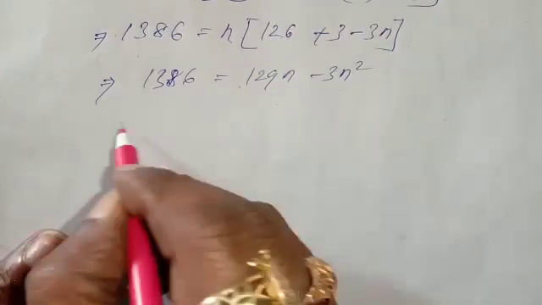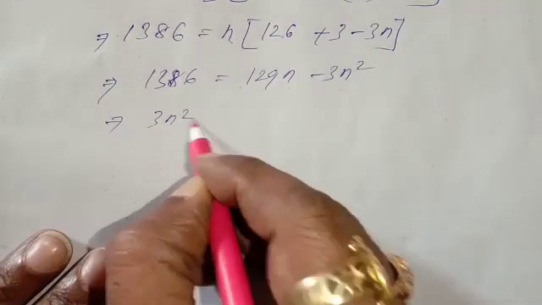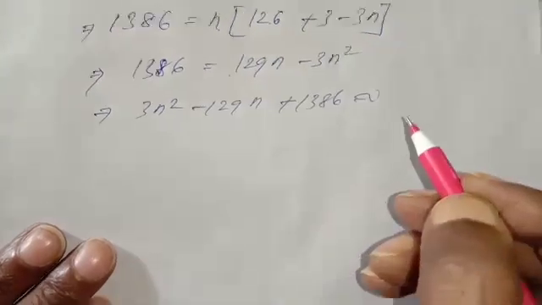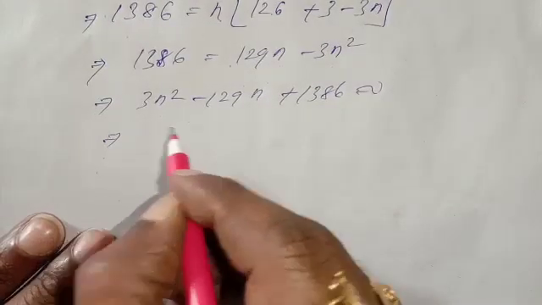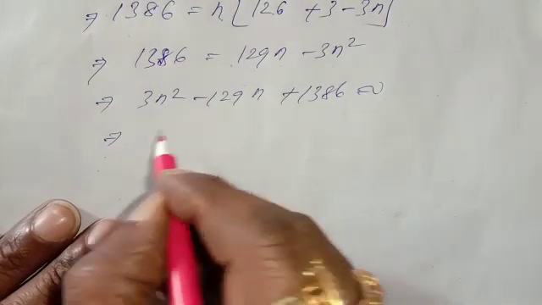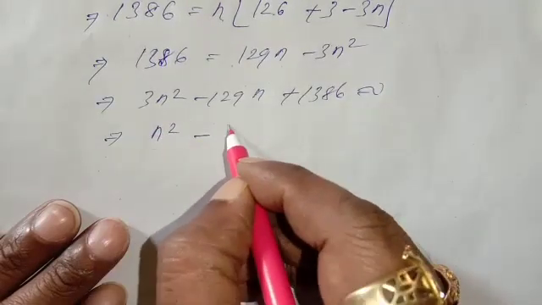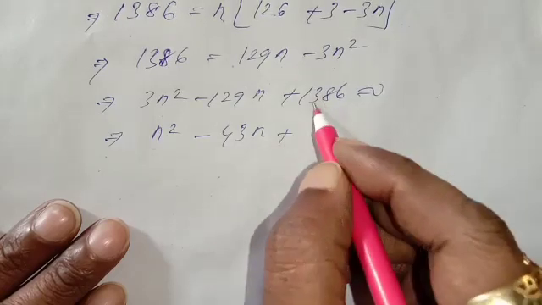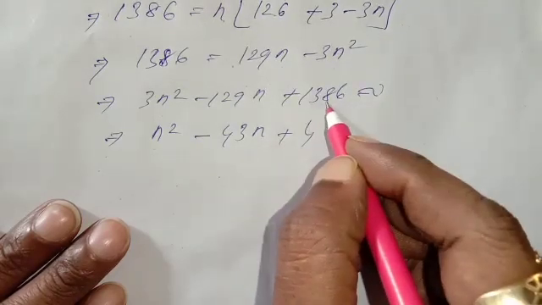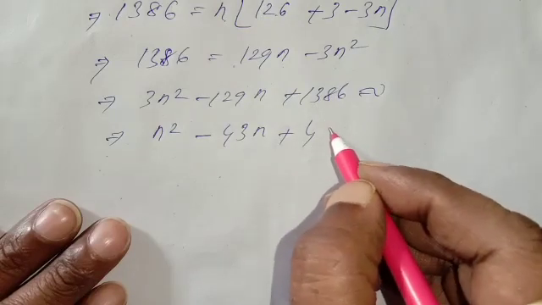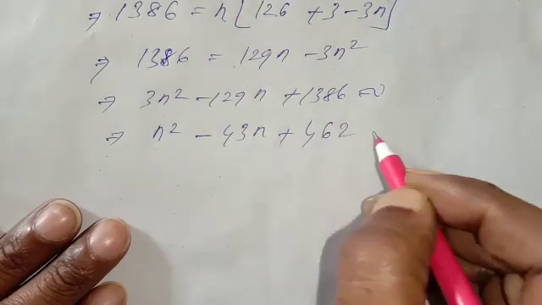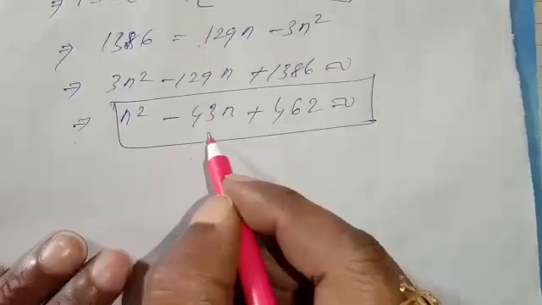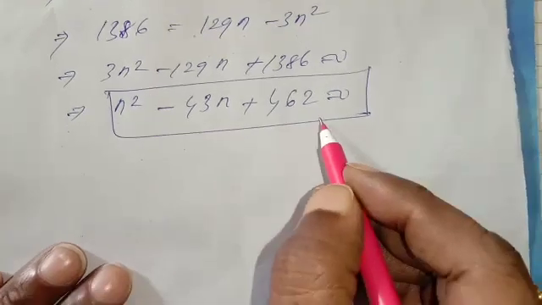Yes or no? Now bring everything to this side: 3n square minus 129n plus 1386 equal to 0. Divide by 3. This comes to n square minus 43n plus 462, since 3 times 4 is 12, 3 times 6 is 18, 3 times 2 is 462. You have to solve this by middle term breaking: n square minus 43n plus 462 equal to 0.